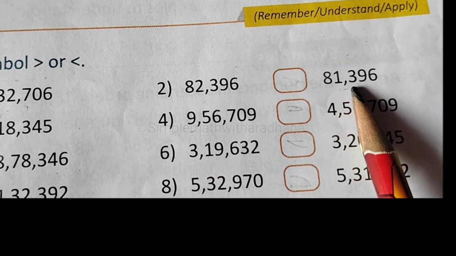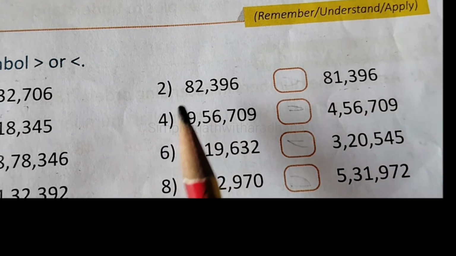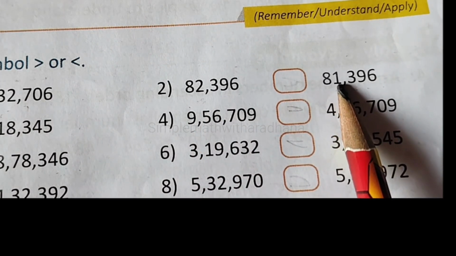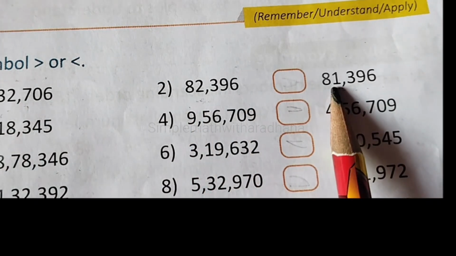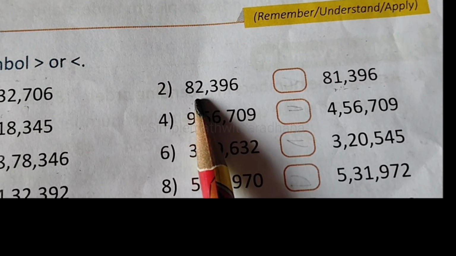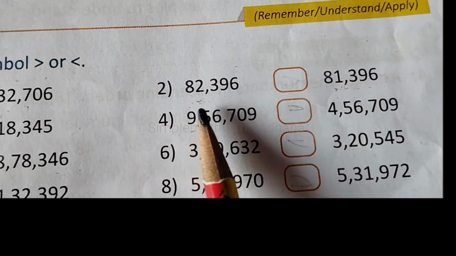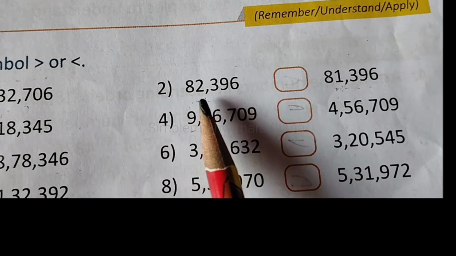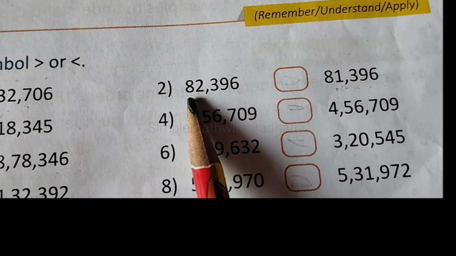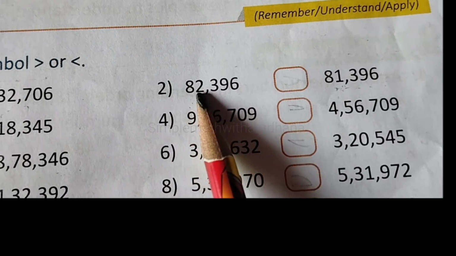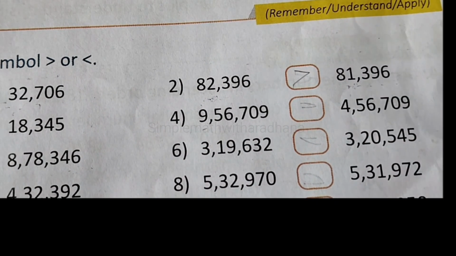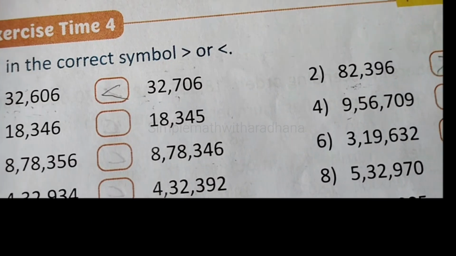Now 82,396, 81,396. As we know, on the place of 1000 here is 2, on the place of 1000 here is 1. 82 is greater than 81. Either you can say 82,000 is greater than 81,000, or you can say 2000 is greater than 1000, because we are checking one place on one place. ठीक है, 1 to 1 we are checking, so 2 is greater than 1, so obviously this number will be big. Now move on. Question number 3.